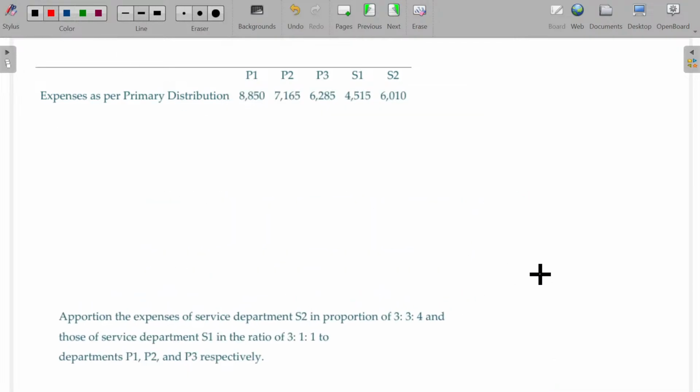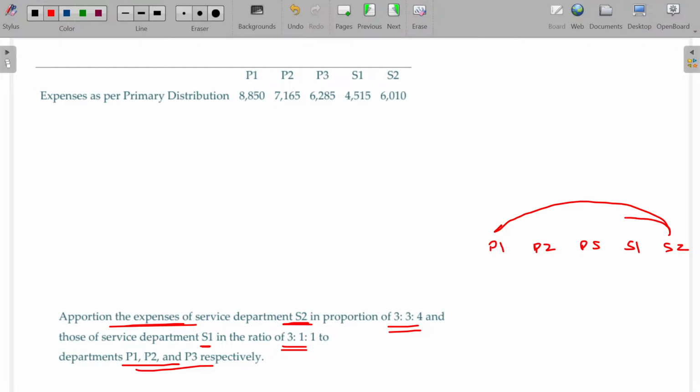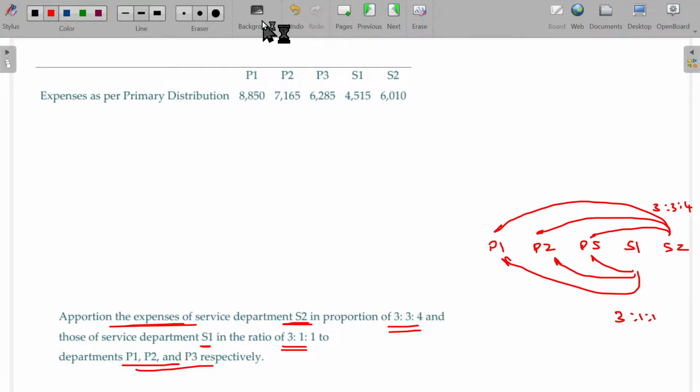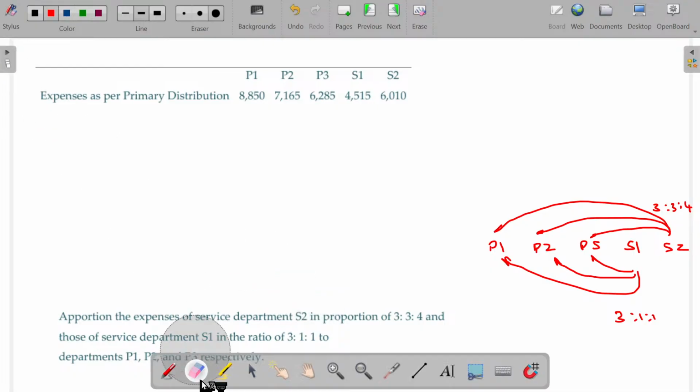So how do I redistribute this? P1, P2, P3, S1, S2. Apportion the expenses of service department S2 in the proportion of 3:3:4, and those of service department S1 in the ratio of 3:1:1 to P1, P2, P3. S2 will be distributed to P1, P2 and P3 in the ratio of 3:3:4. S1 will be apportioned to these 3 departments using the 3:1:1 ratio. Clear?